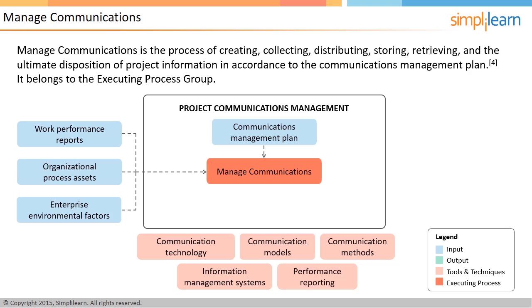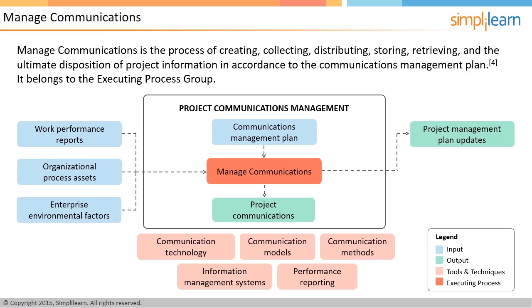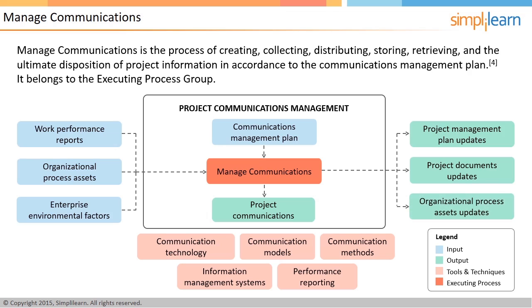In performance reporting, all the information is synthesized in the form of performance reports that are later distributed to the appropriate stakeholders and forms an important part of the communications strategy on a project. The first and primary output of this process is the communications messages that are generated during the project. The other outputs include project management plan updates, project document updates, and organizational process assets updates. In the next screen, let us discuss control communications process.